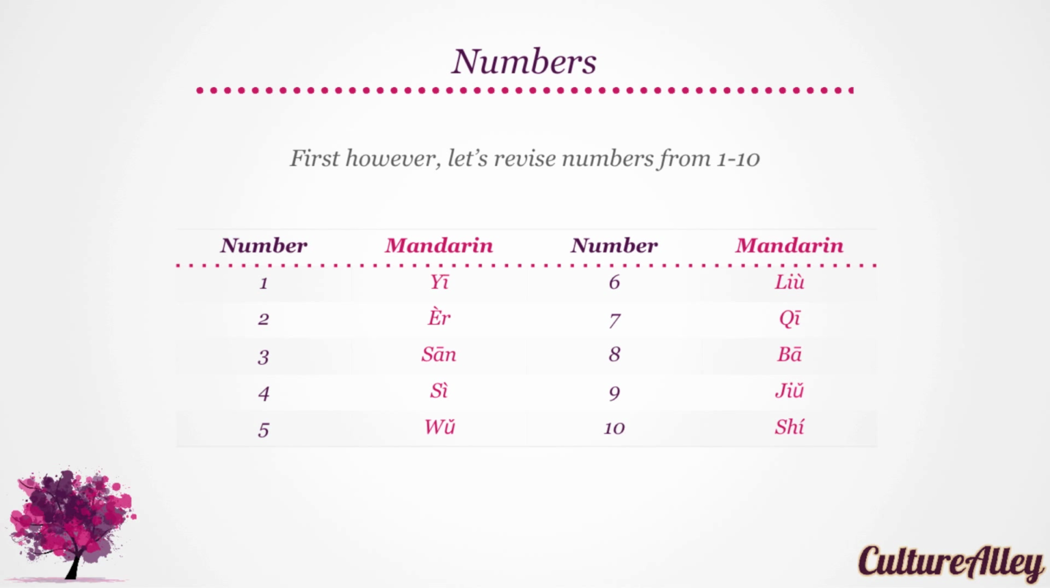Let's begin with a quick review of numbers from 1 to 10. 1 translates as 一, while 2 becomes 二. 3 translates as 三, while 4 becomes 四. Similarly, 5 becomes 五. 6 is 六. 7 becomes 七. 8 translates as ba. 9 is called 9. And the last one, that is 10, translates to 10. Good job! Let's move on.